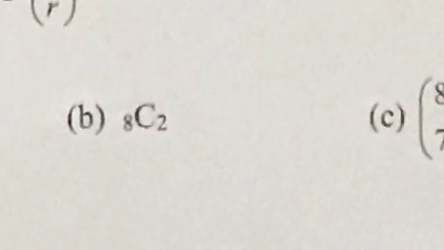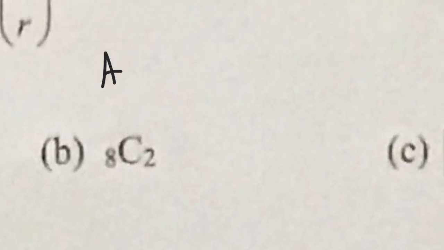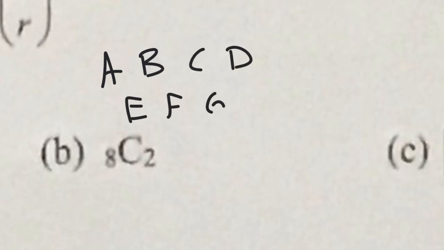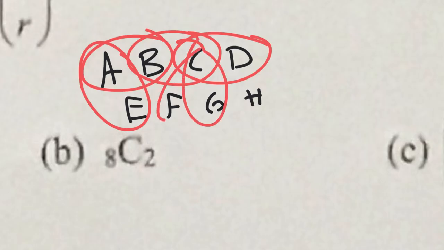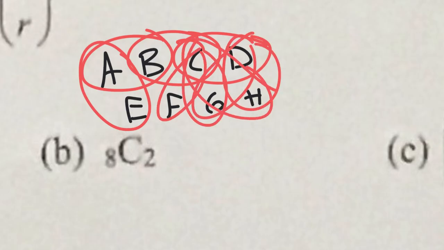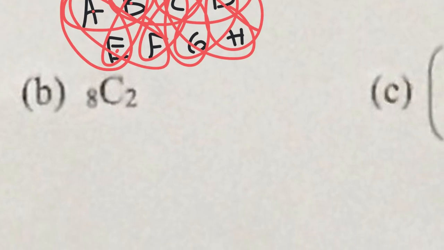Okay, so number B says 8 choose 2. So I have 8 items, right? A, B, C, D, E, F, G, H. How many different ways can I choose 2 of them? 1, 2, 3, 4, 5, 6, 7, 8, right? We don't want to have to count all these different ways because A can pair up with any one of the other 7, and B can pair up with any one of the other 6. So we're going to use a formula rather than try and just count them all.